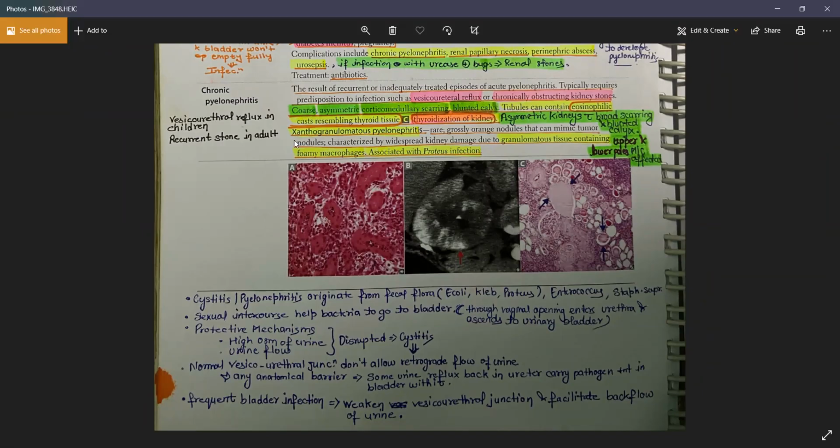Okay, now thirdly, which is a form of chronic pyelonephritis, you will have xanthogranulomatous pyelonephritis. Okay, and this can mimic a tumor nodule. You will have granulomatous tissue in them. That means you will find granulomas in the tissue, in the kidney. And whenever you see these kinds of granulomas in the tissue, forming macrophages, you will always think about xanthogranulomatous pyelonephritis. As the name suggests, you will have granulomas in them.